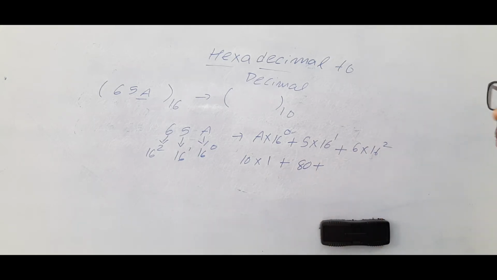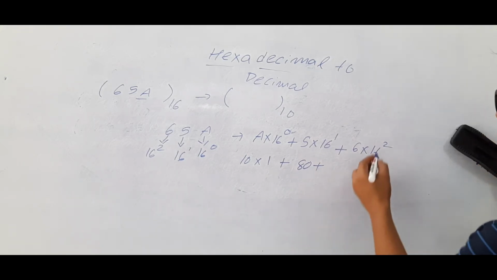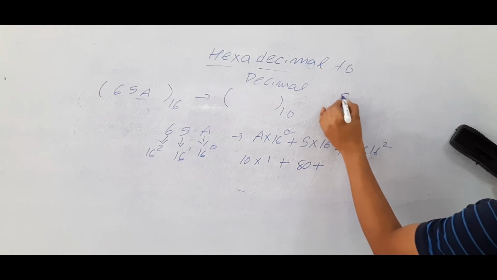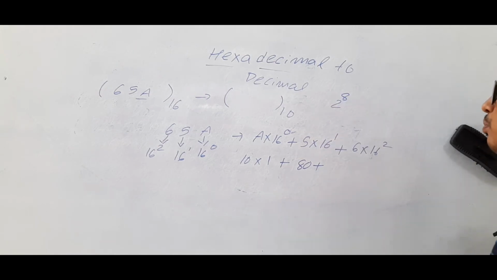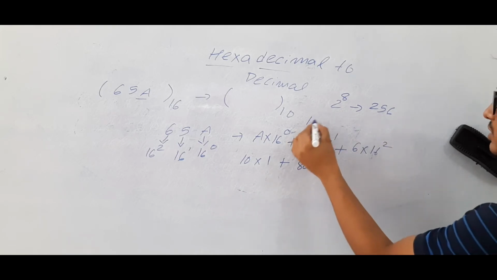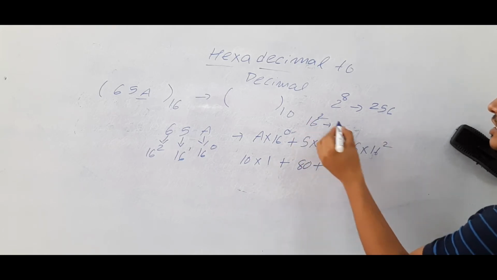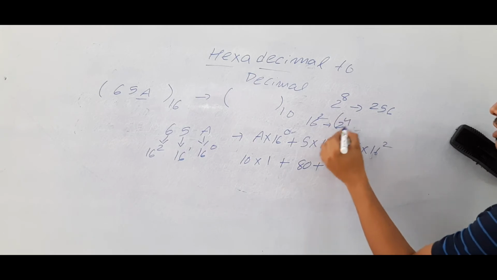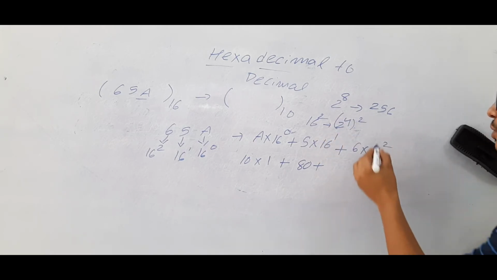You multiply 16 square into 6. How can I represent 16 square? I can represent it as 2 power 8. 2 power 8 value I know is 256. How did I get 16 power 2 as 2 power 8? 16 I can represent as 2 power 4. 2 power 4 into power 2, I will get 2 power 8.